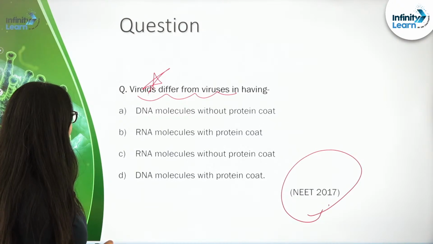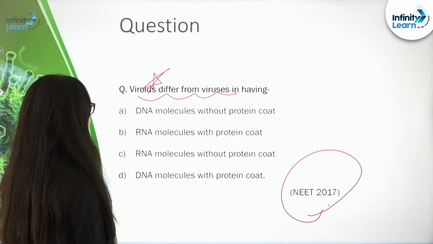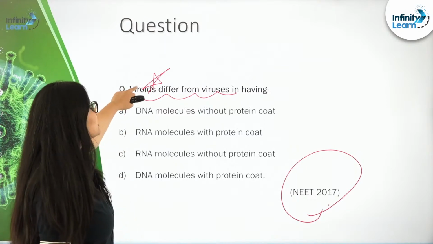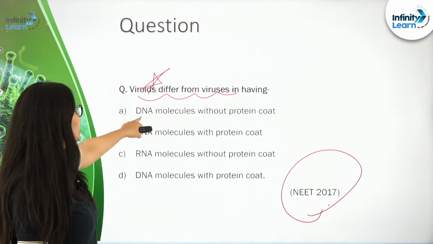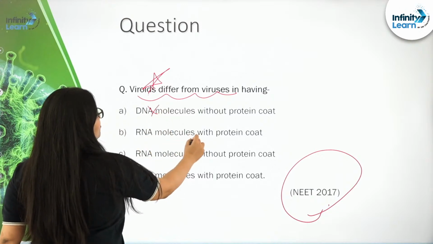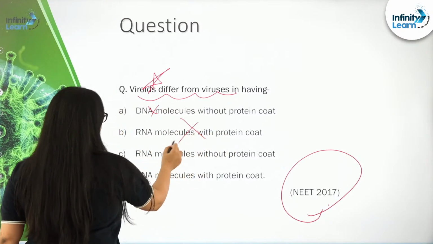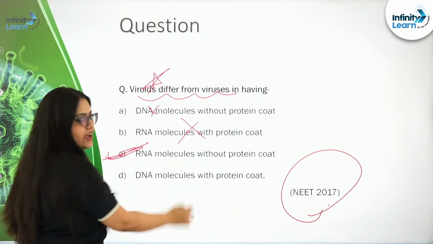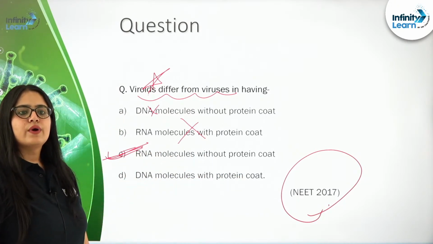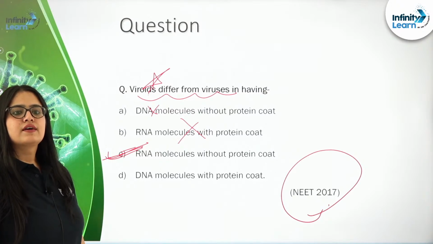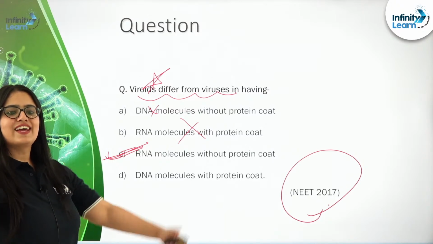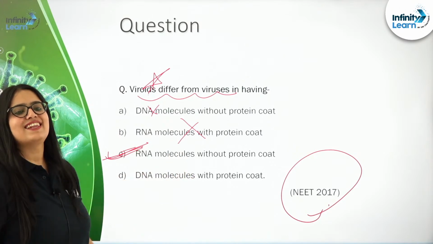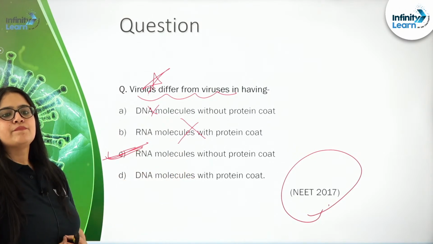Viroids differ from viruses in having. So viroids are free RNA particles without protein coat. So DNA, this option is wrong. RNA molecules with protein coat, wrong. RNA molecules without protein coat, yes. Very right, Kitty. Very right, Mohit. Correct. Good. Excellent. Everybody. Sandhya, Mohit.